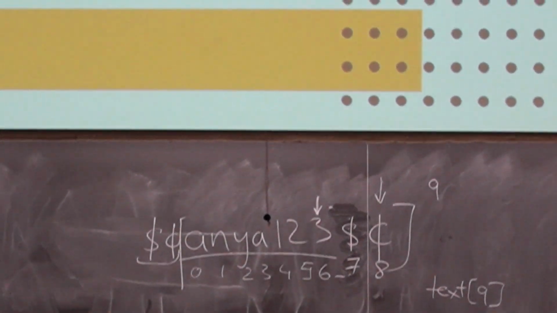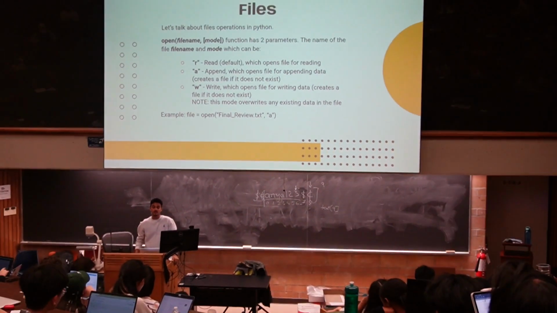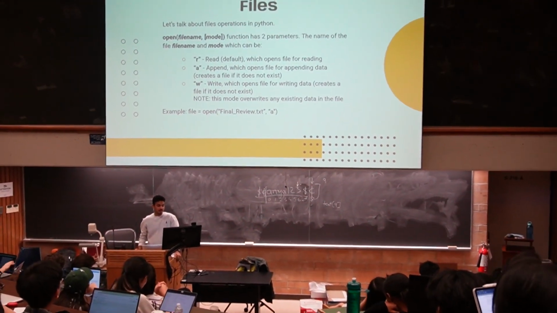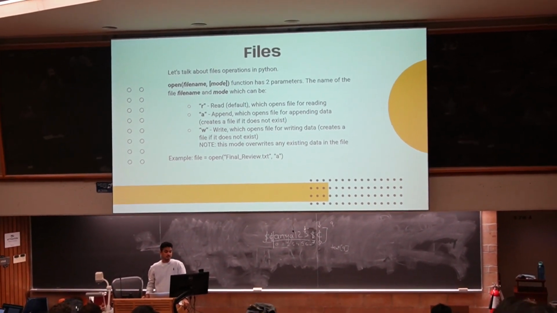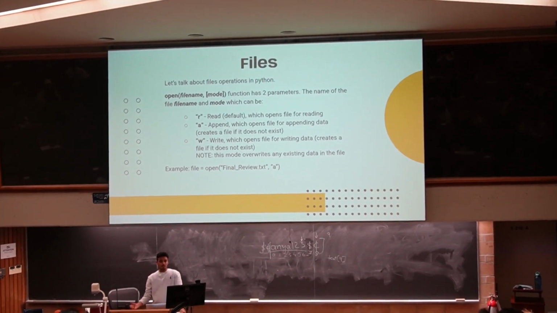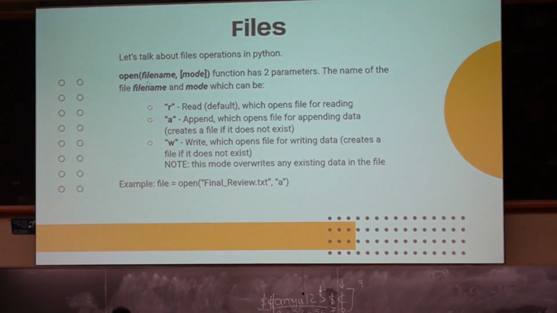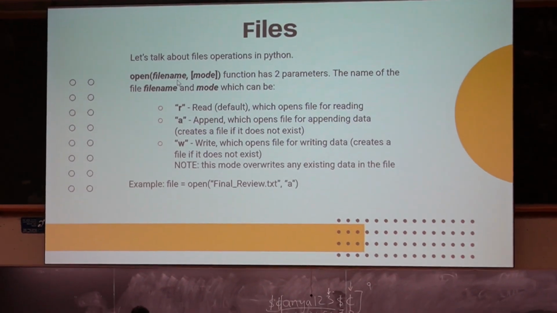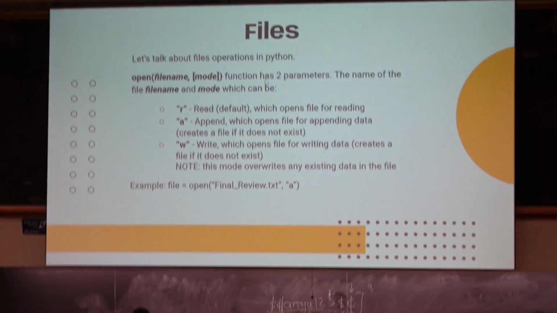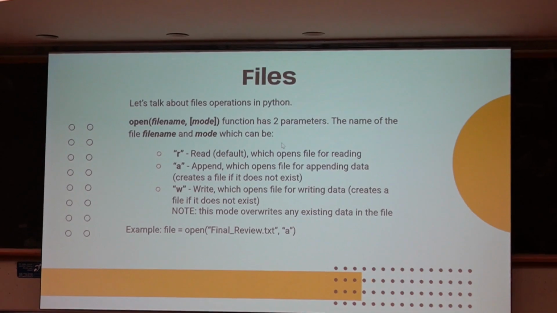So, for the next topic, I'm going to be going over files. For this one, I'm just going to talk about some file operations in Python. So the basic one is just going to be open. It takes 2 parameters. File name, it's a string format, and mode, which is optional. The name of the file name and mode, it can be.